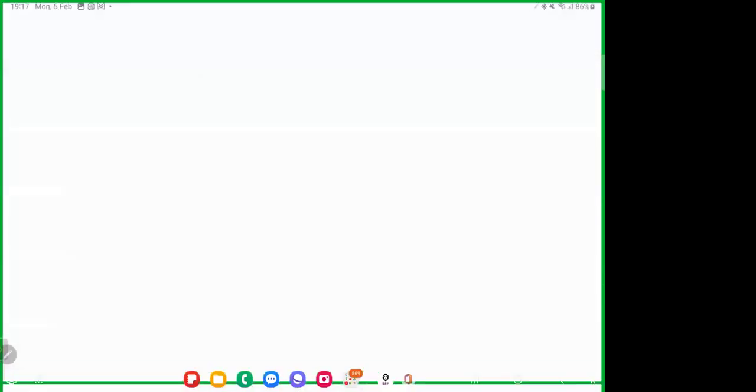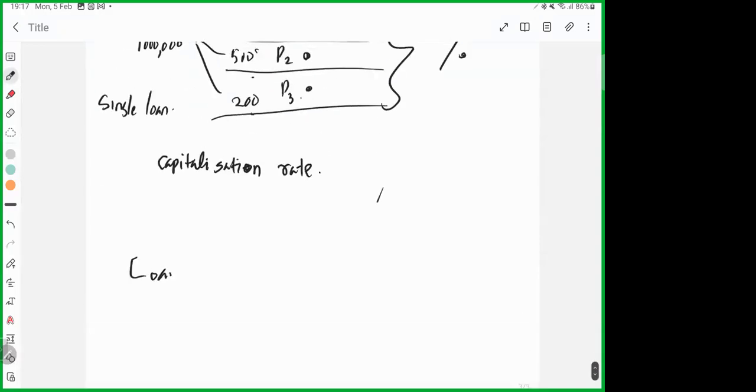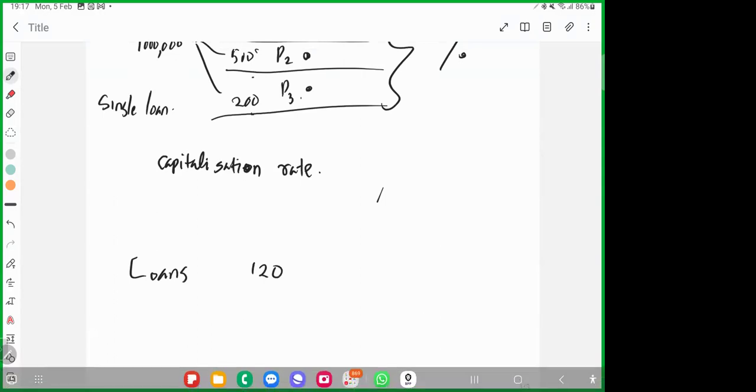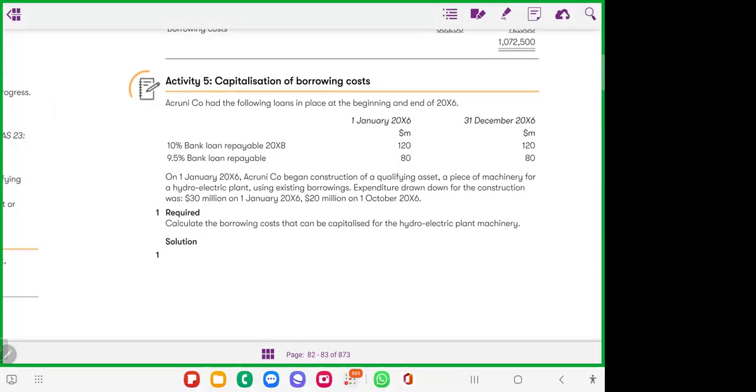Now, we have how many loans? Three loans. How many loans? Three. No, two. From where are you getting three? Habibi, 10% bank loan and 9.5% bank loan. Yes or no? Yes. So only two loans. Sorry, I don't understand from where you are finding the third loan. Is that clear? Okay.